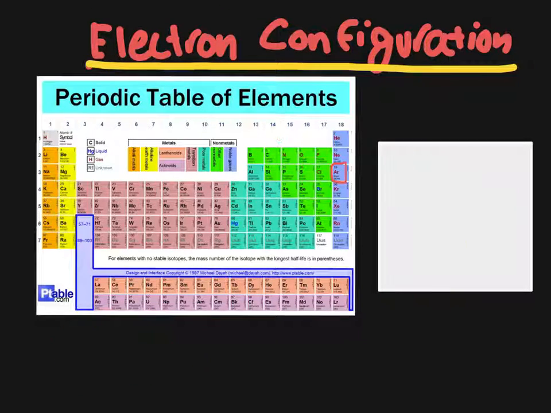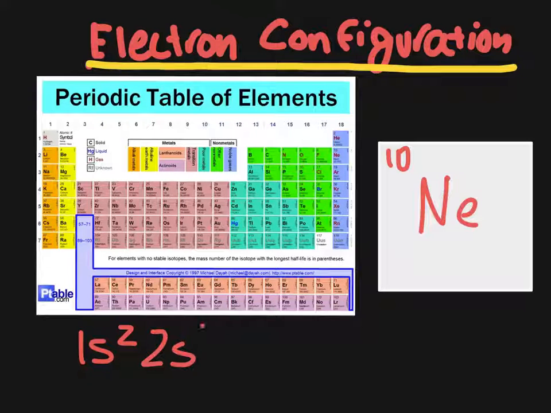Let's go to our next one. Let's say we wanted to do the electron configuration of neon. Neon has 10 electrons. So how we go is we go 1s2. Okay, that's 2 electrons. We need to get to 10, so we need 8 more. Let's go to 2s2. That's 4. We still need 6 more.